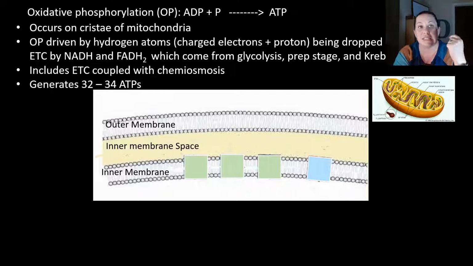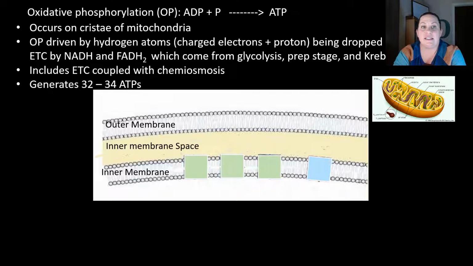So guys, the ETC here means electron transport chain. And they are being dropped off by 2 taxi type cabs, 2 what we call carrier molecules. This is NADH and FADH2. These are formed through the process of glycolysis, the prep stage, and the Krebs cycle, which we're going to talk about more in a minute. But they get to pick up hydrogens from those steps, and they're going to go and drop it off to this last step known as the ETC.